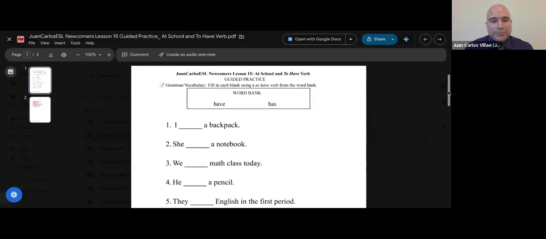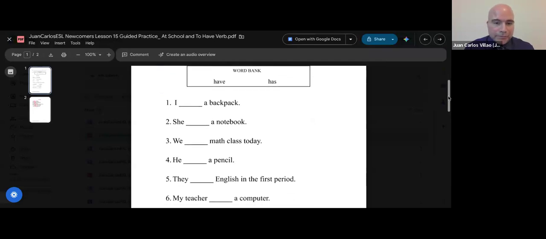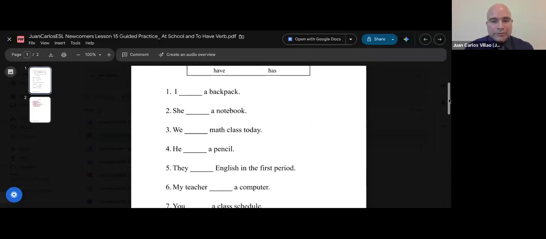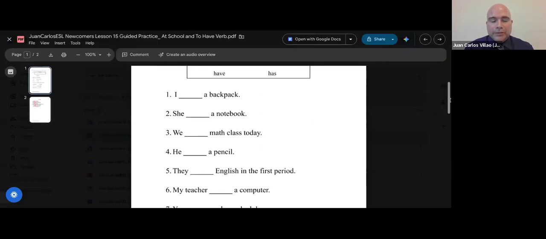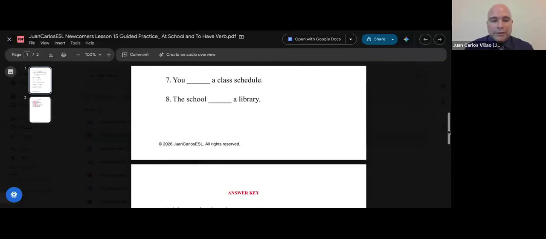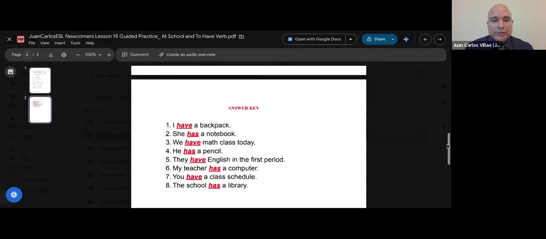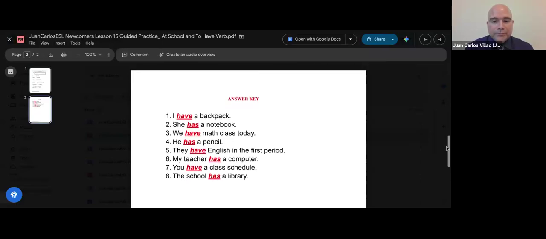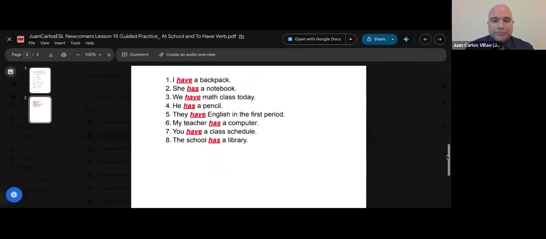We see here, and there are the same 8 sentences that we practice using in the lesson presentation we have in this handout. So it also includes the answer key that we just went over. It's copyrighted 2026 JuanCarlosESL, all rights reserved. Answer key are included in the second page of this printable guide practice handout.